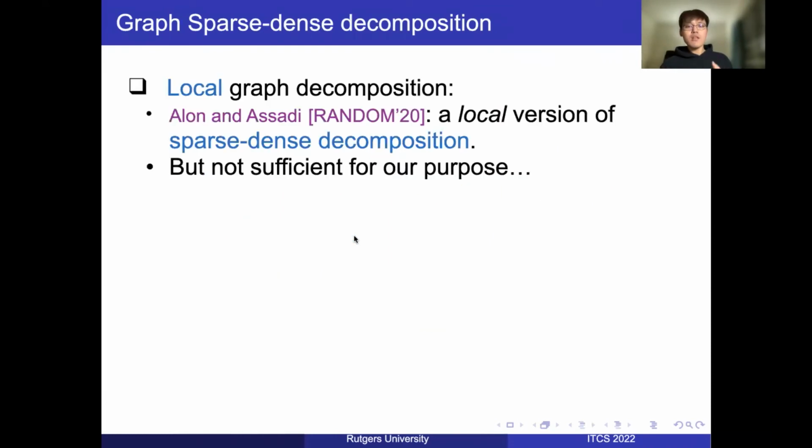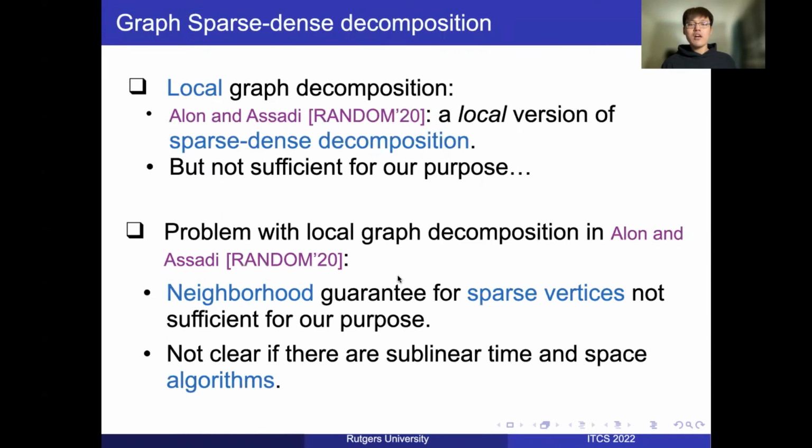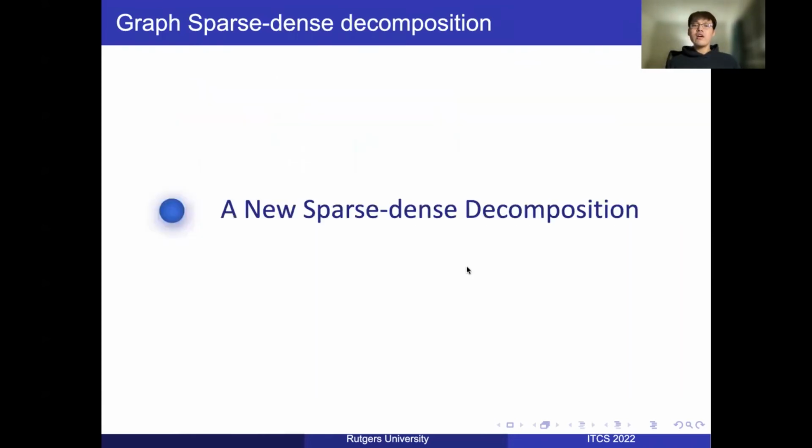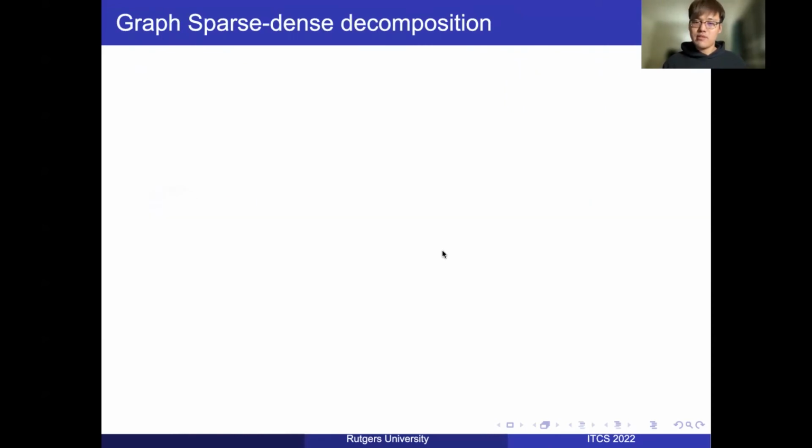Okay. However, that version doesn't work for our purpose either. There are some problems with their guarantees for the neighborhood of sparse vertices, and more importantly, their work emphasized the existence of such a decomposition, and it is not clear if we can do it efficiently. So to get a sparse-dense decomposition for correlation clustering, we actually propose a new type of sparse-dense decomposition.